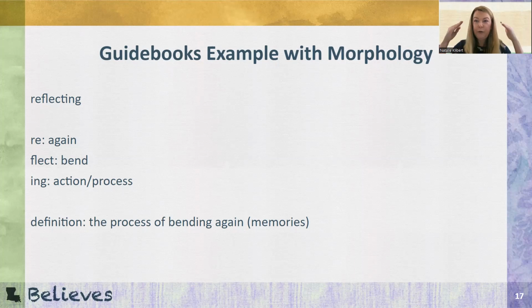We can kind of go through and remember things and bend our thoughts to go back and remember again what these things mean. I'm reflecting again. And we're going to talk about in this story how his memories bend and shape who he is again and again and again, the process of, okay?